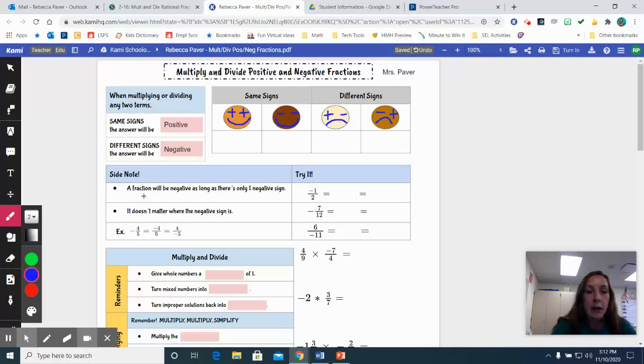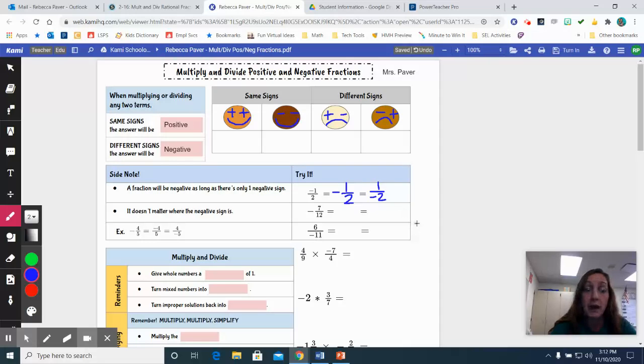Here's a side note. A fraction will be negative as long as there's only one negative sign. It doesn't matter where the negative sign is. Here, for example, it says negative 4/5 is equal to negative 4 over 5, and that's also equal to 4 over negative 5. Along the right, it says to try it. So the first one says negative 1 over 2. We could write that as a negative fraction, negative 1/2. We could also write that as 1 over negative 2. As long as there is one negative in that fraction, it is a negative fraction.